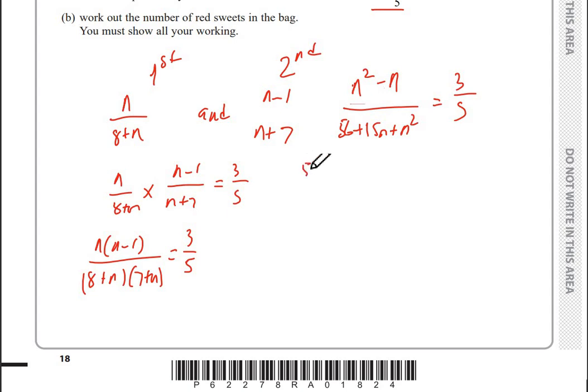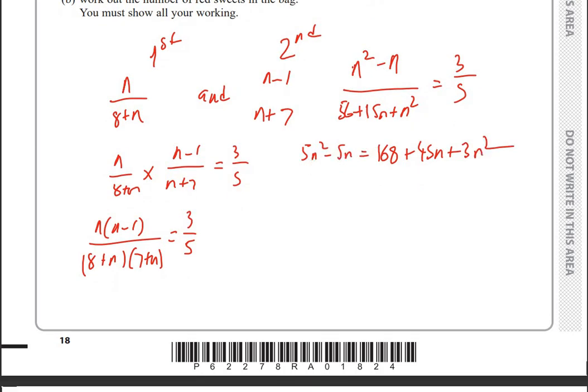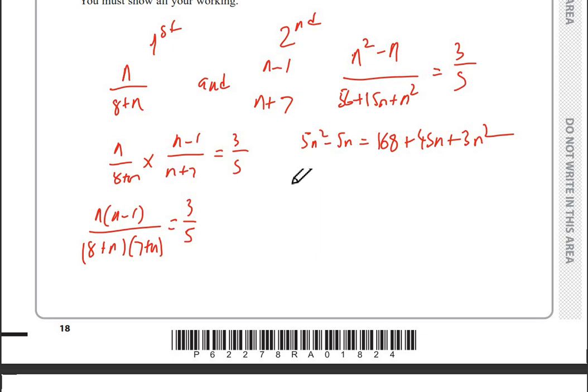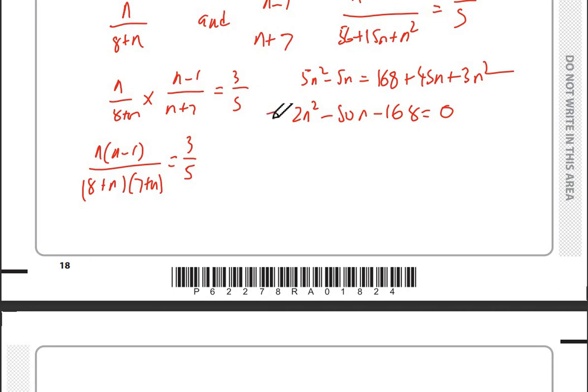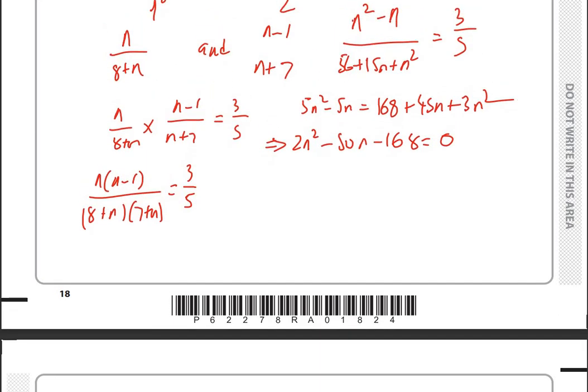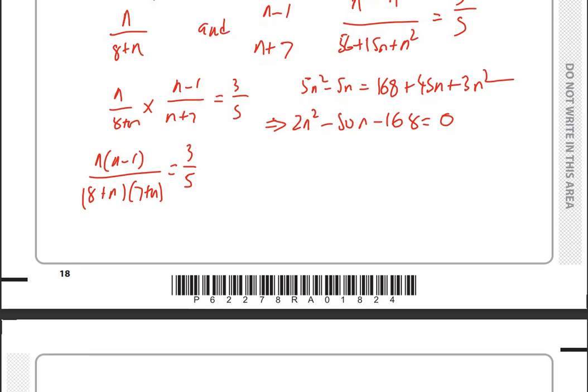So that'd be 5n squared minus 5n equals 56 times 3 is 168 plus 45n plus 3n squared. Do a bit of rearranging, and already this looks like a quadratic equation. So that's going to be 2n squared minus 50n minus 168 equals 0. So we have a quadratic equation, and obviously the coefficients of this quadratic equation are quite large, so it looks like we could use the quadratic formula.